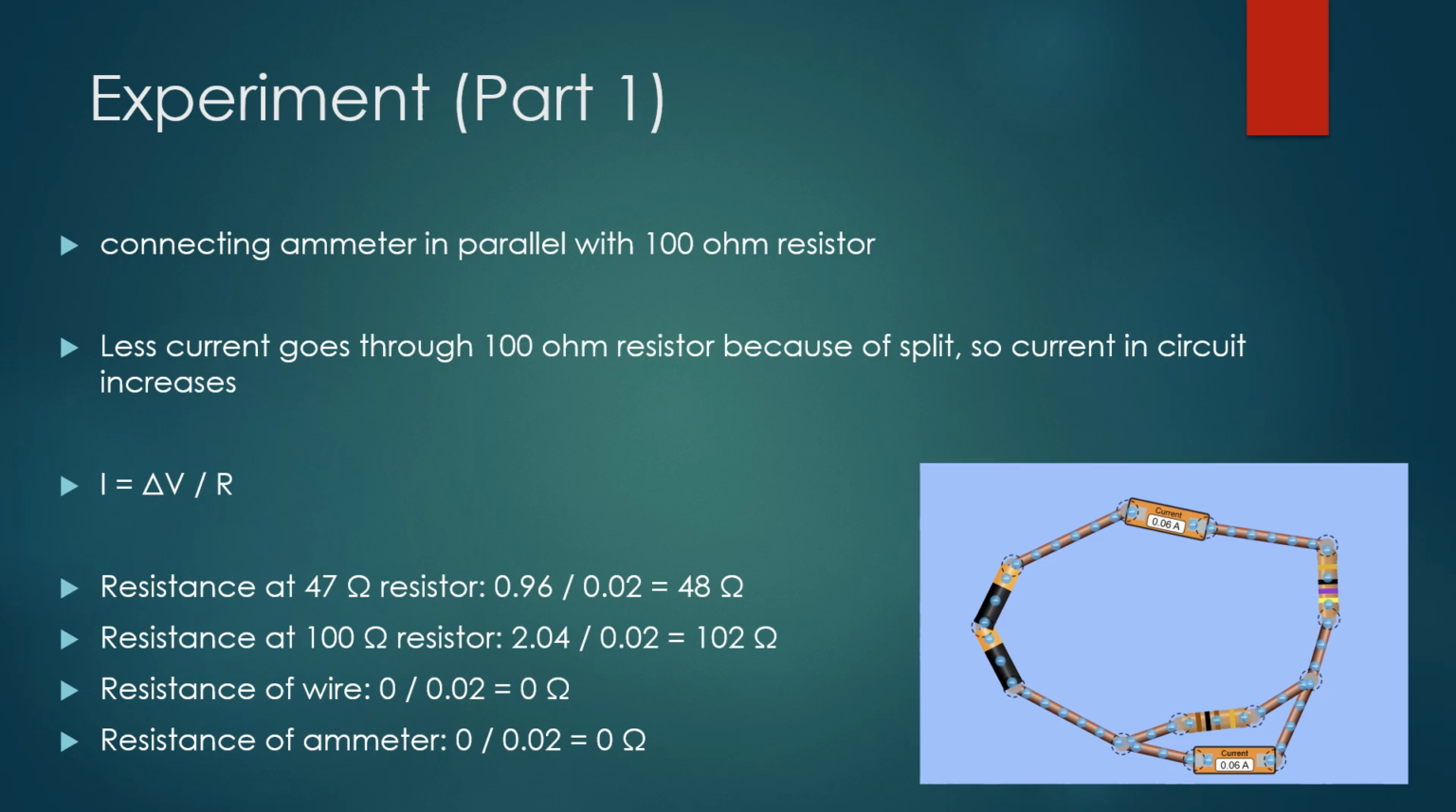Furthermore, connecting the ammeter in parallel with the 100 ohm resistor led to less current going through the 100 ohm resistor because of the split, so the current in the circuit increased. Those were the different resistance values at the 47 ohm resistor, at the 100 ohm resistor, and the resistance of the wire and ammeter.